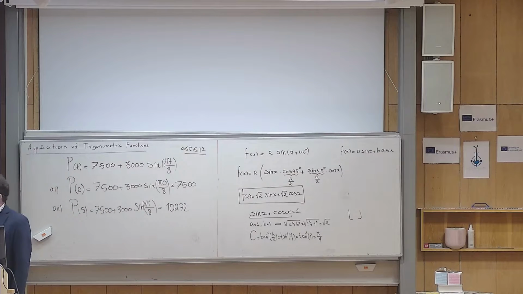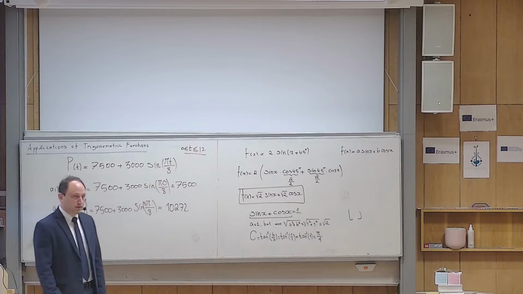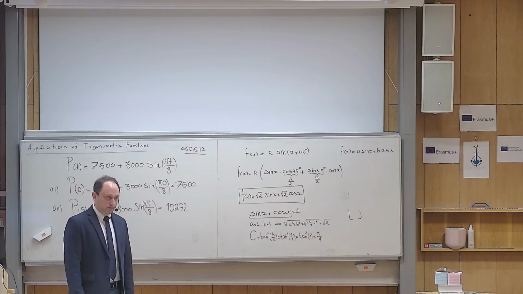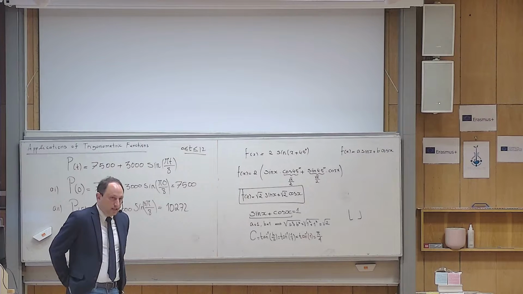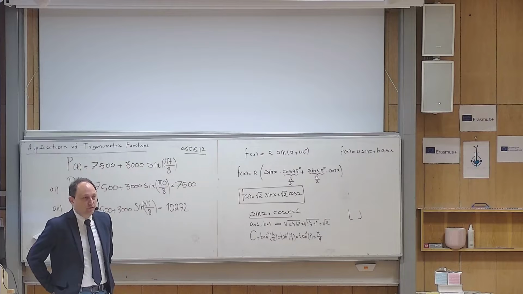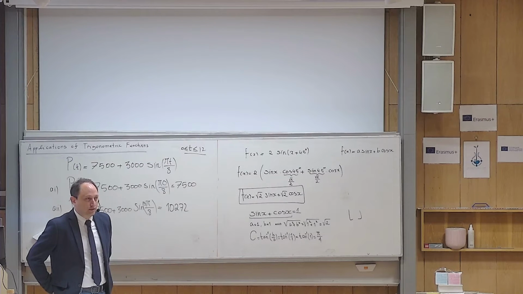Anyway, so what is the greatest population size, and when does it occur? So sine is supposed to be maximized, which is 1. So what is the greatest population? 10,500. Yes. In this problem, it is correct, but there is something that you have to be very careful about. Can you see why?